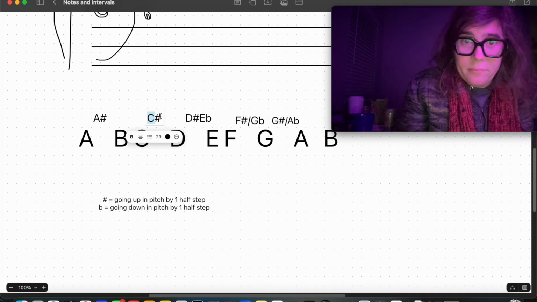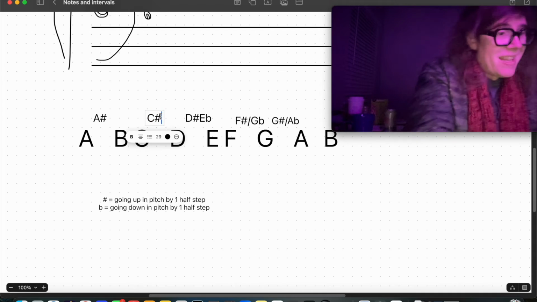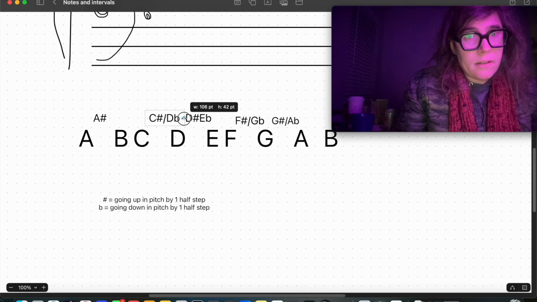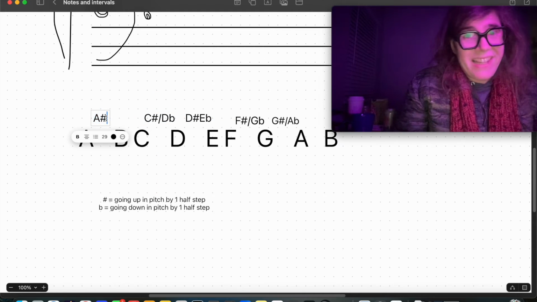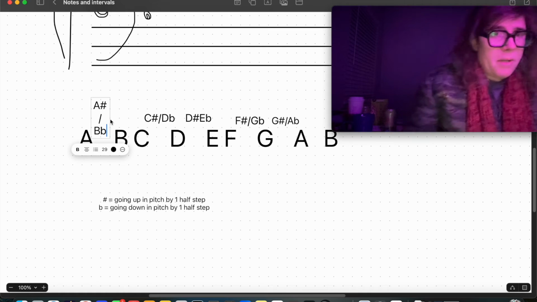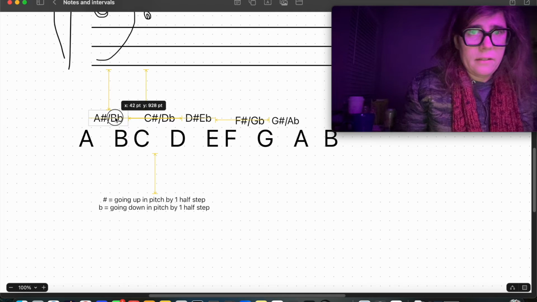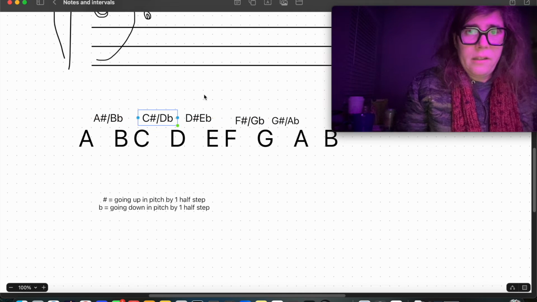Let's keep going. I bet you guessed it. It's going to be D flat. And lastly, but not leastly, B flat. Okay. Pretty straightforward, yeah? I want these to be aligned. Okay, that's more like it.